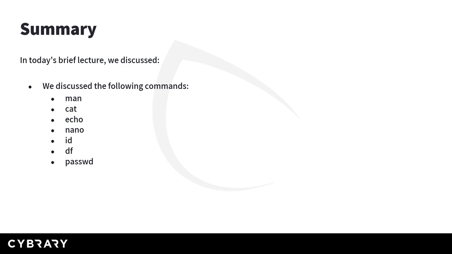Nano is great for editing text files, but it's not the only text editor out there. id is great for understanding permissions. df is good for understanding disk space utilization and where we might be able to clean some things up. And passwd is fundamental in ensuring that we change our password or that we don't use default credentials on a system.